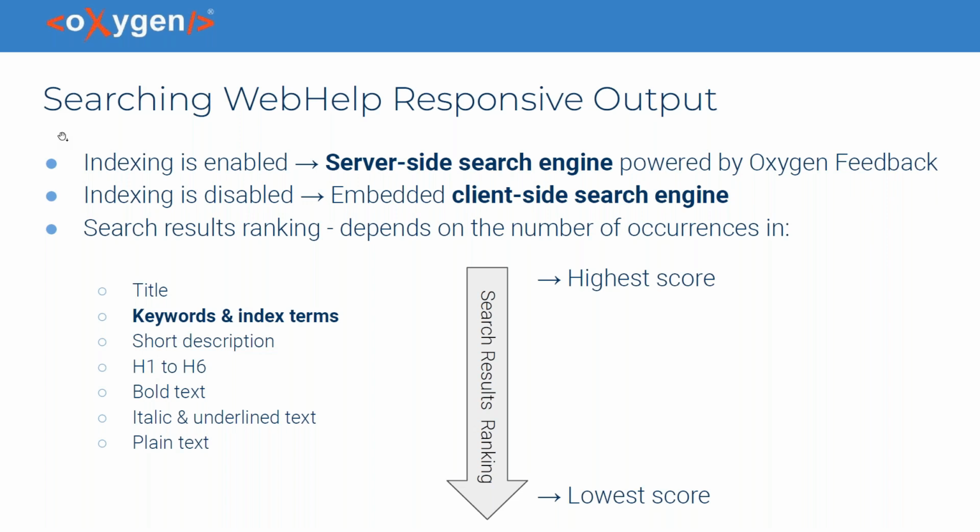As a hint, you can use the index term and keywords data elements as an effective way to increase the ranking of a page. The terms found in these elements add a lot of weight to the current page in the list of search results. So let's perform a search in the user guide of Oxygen WebHelp Responsive.